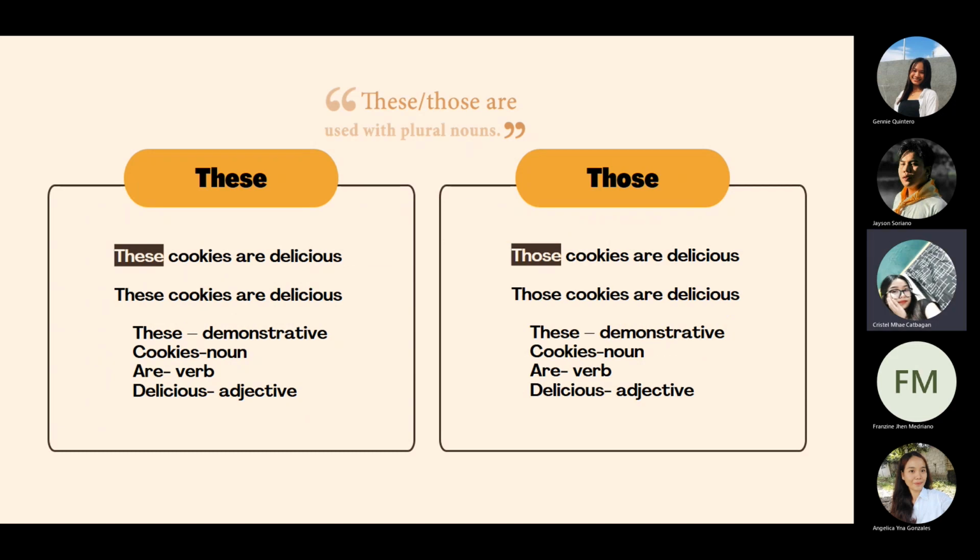So to summarize, this and that are used for singular nouns. These and those are used for plural nouns. This and these are used for nouns in close proximity, while that and those are used for nouns at a greater distance. So next.